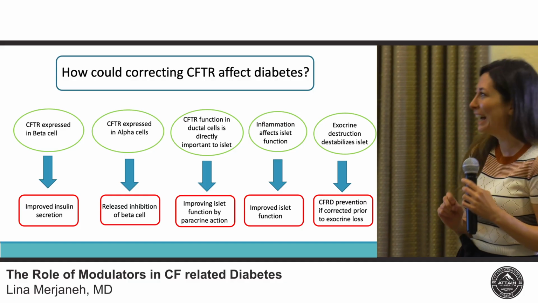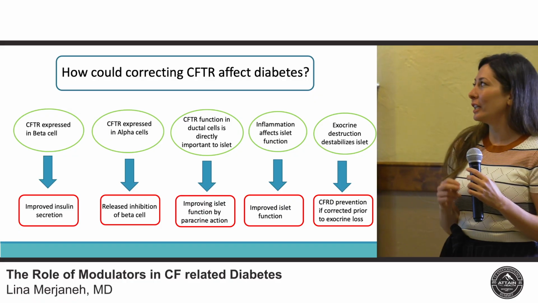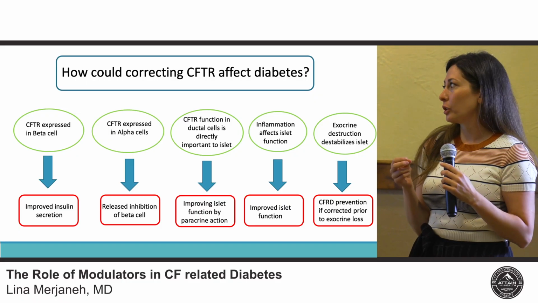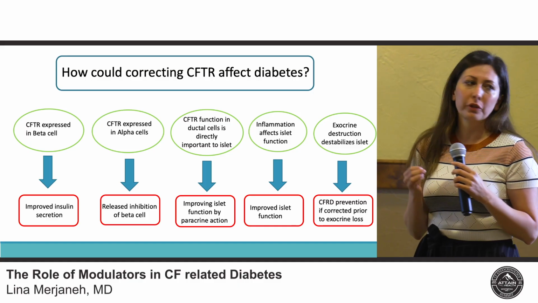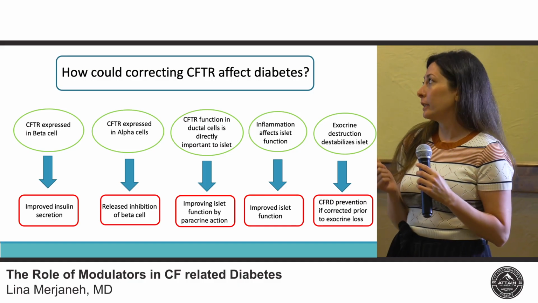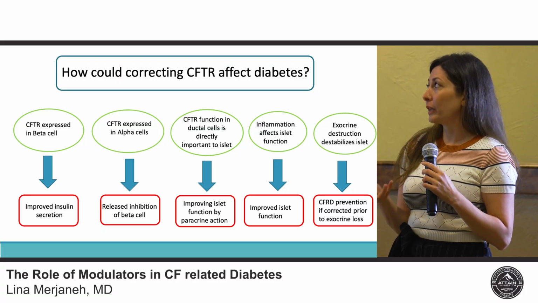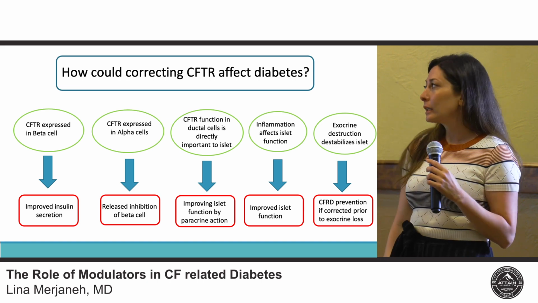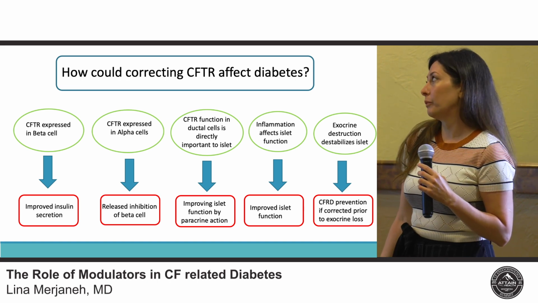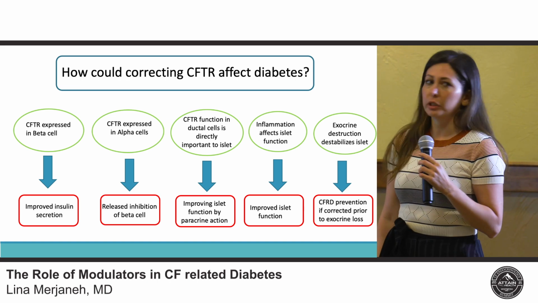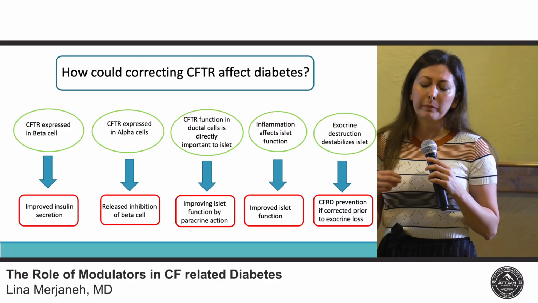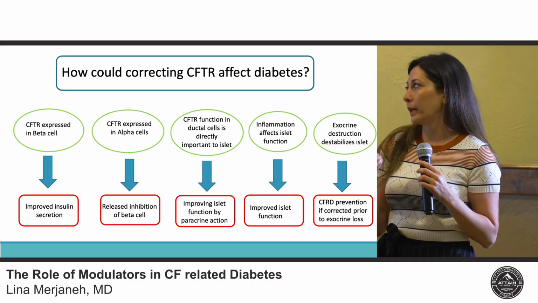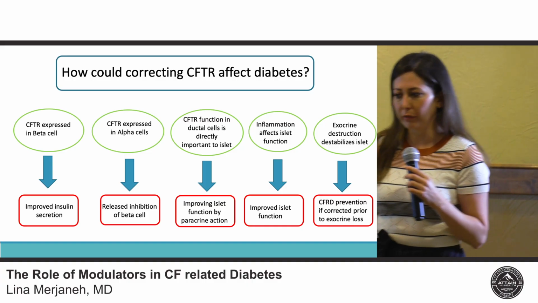And then if CFTR function in the ductal cells is directly important to the islet, then correcting the dysfunction will lead to improved islet function by paracrine action. And if inflammation has a role or affects islet function, then by improving inflammation, that will indirectly lead to improved islet function. And lastly, if exocrine destruction destabilizes the islet, then if we are able to correct CFTR early on and prevent the exocrine destruction, we might be able to prevent CFRD.